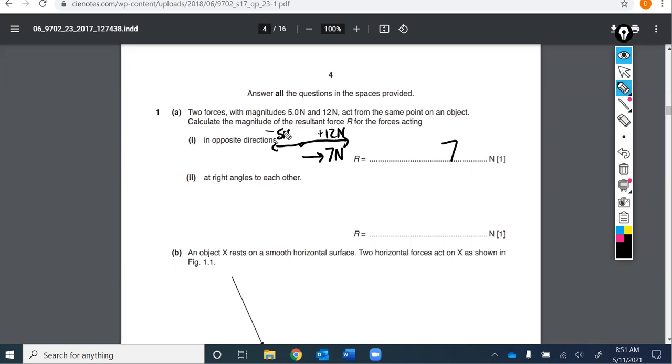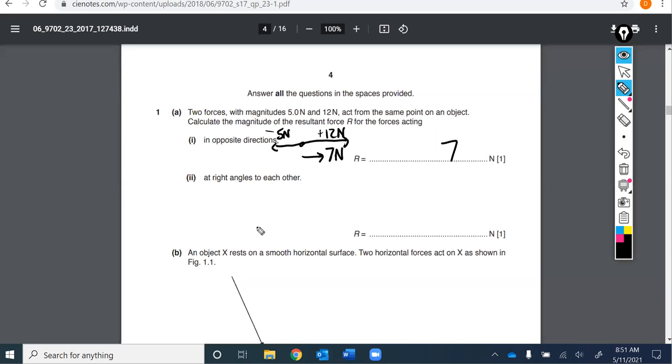Now it just wants the magnitude. So our sign convention is just a way to keep track of this opposes that. The magnitude, though, is just saying, well, how much, right? So it's a force vector. Force is a vector. We don't really care about the direction if they ask us for the magnitude.